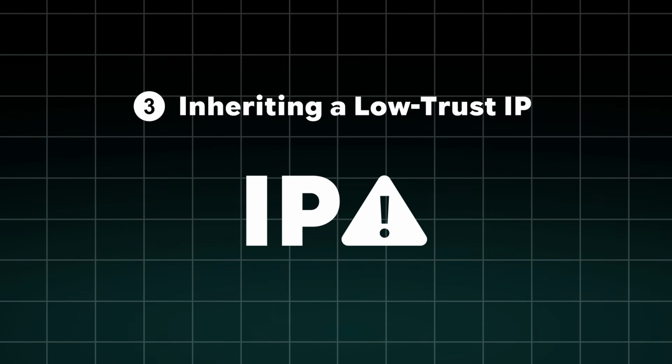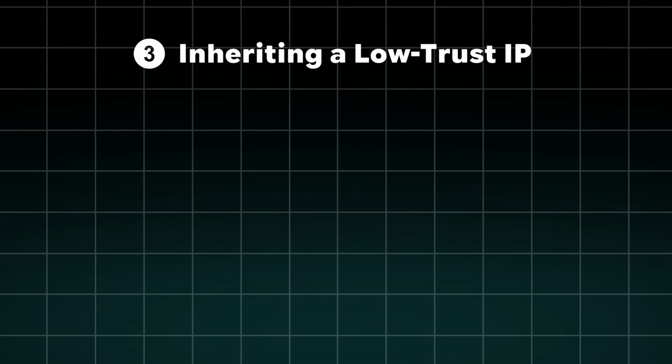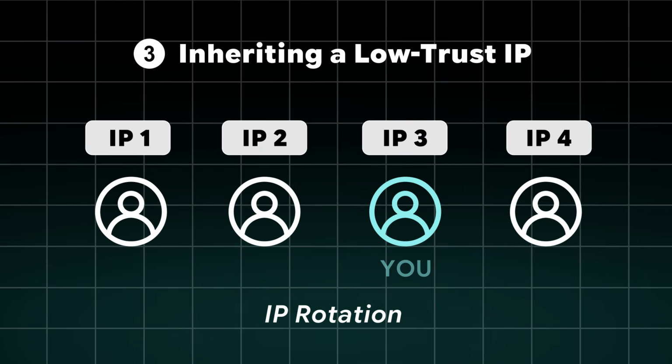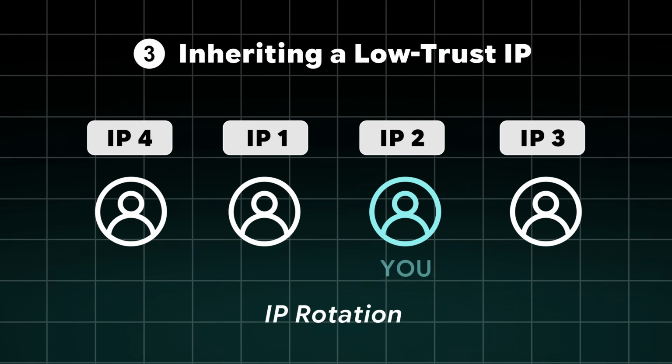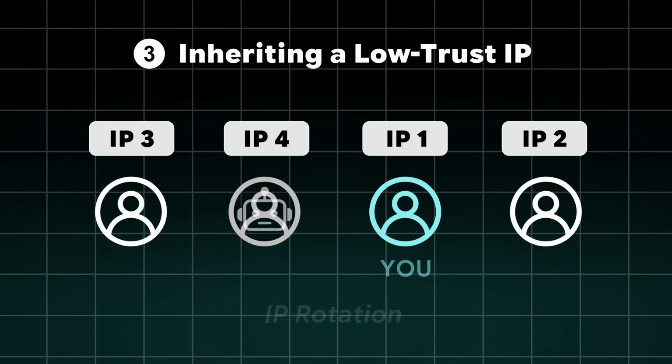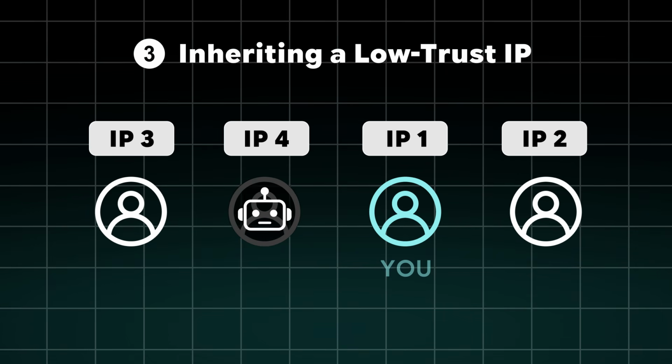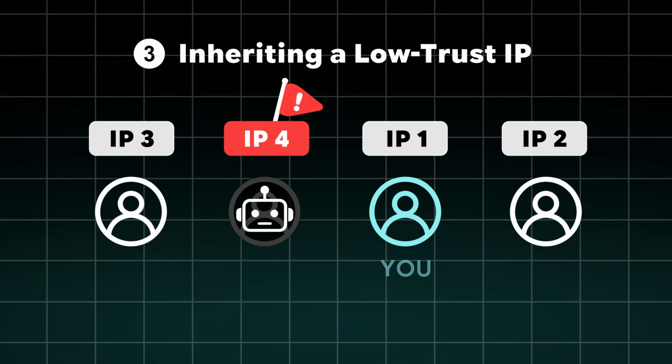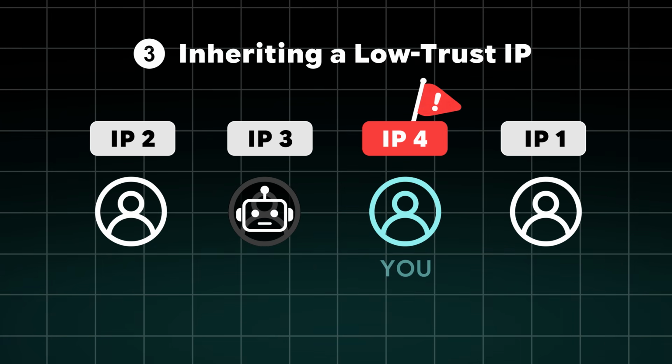Third, inheriting a low-trust IP. This one's frustrating because it's not even your fault. Wi-Fi and mobile networks constantly recycle IP addresses. If the person before you was running bots or spamming, that IP might already be on Instagram's radar. And now you're stuck with it.